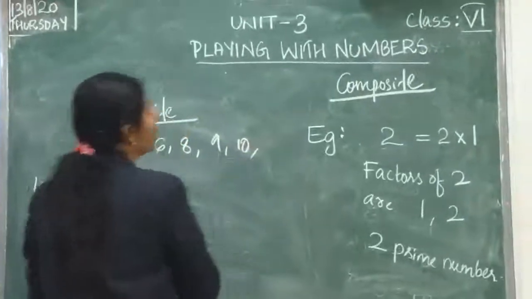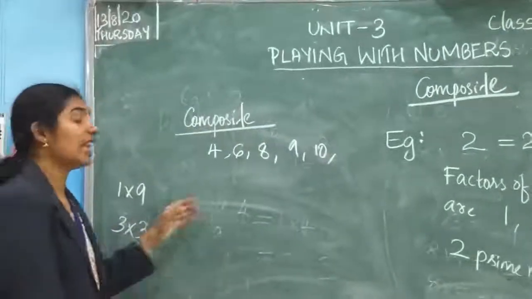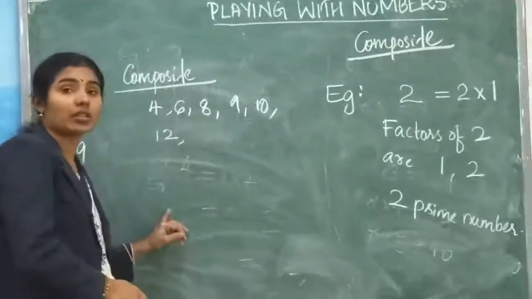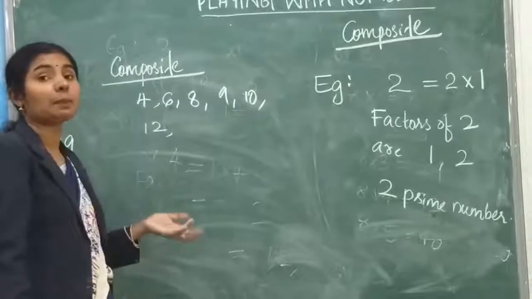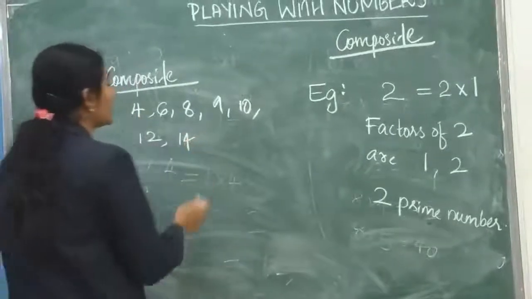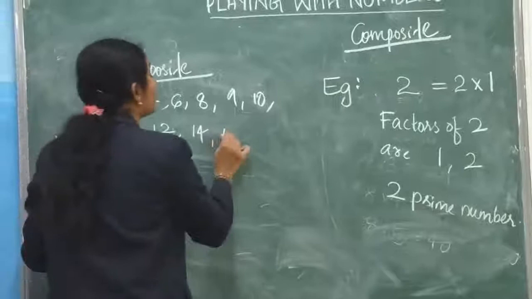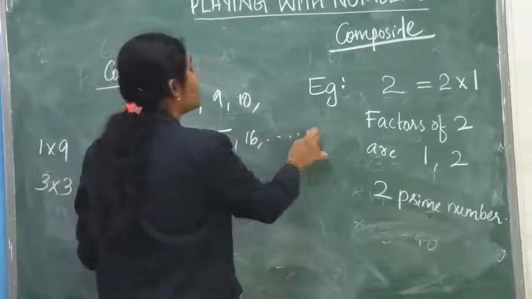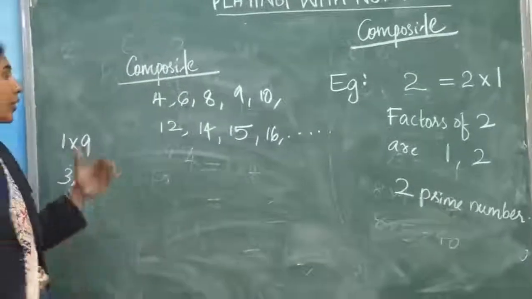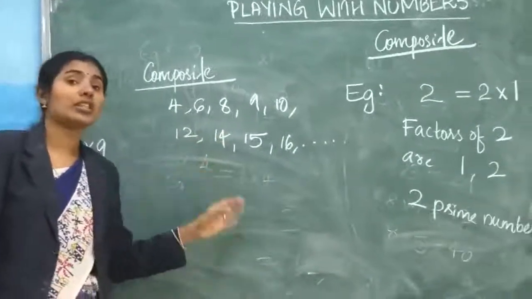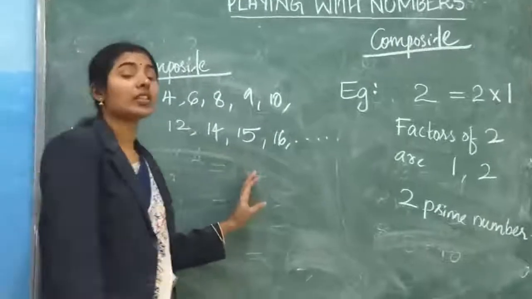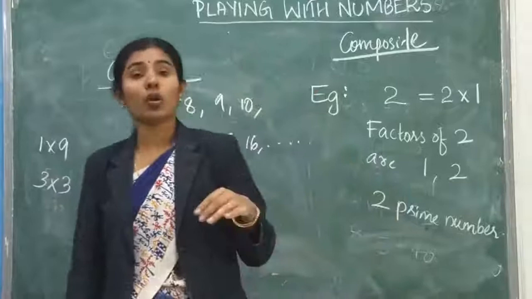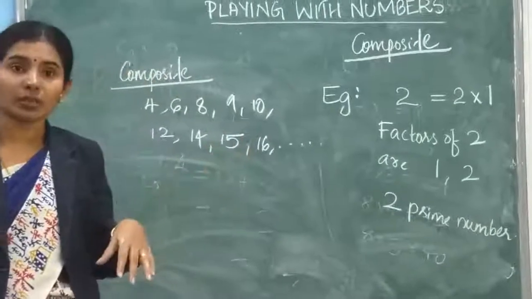10, composite number. 11, prime number. 12 is a composite number. 13 is a prime number. 14, composite number. 15, composite number. 16, composite number. Like this you can find the composite numbers. Whenever you are getting a question, you should find the factors. If the factors are 1 and the number itself, that is a prime number. If it has more than 2 factors, that is a composite number.